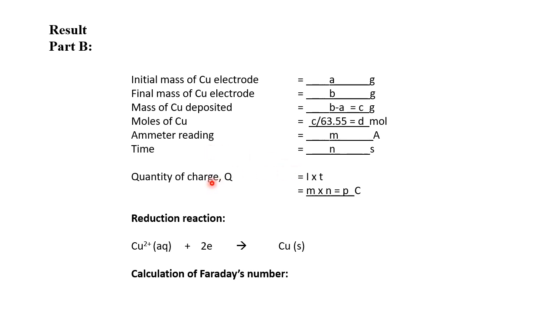So you are using Q equals I times t. I refers to the reading of the ammeter, and t refers to the time taken for this experiment, which must be changed to seconds, and then you get the quantity of charge. The reduction reaction that happens here is copper 2 plus ion reducing to copper solid. Now you have to start to calculate the Faraday's number.